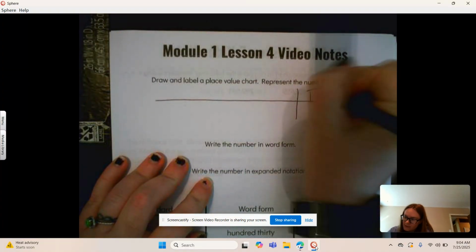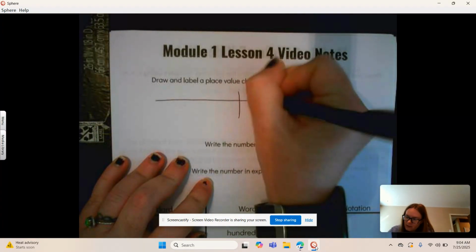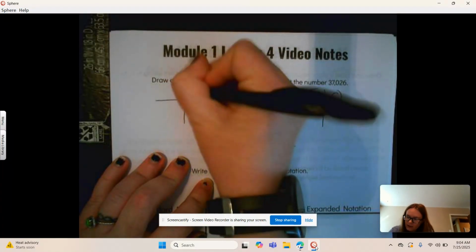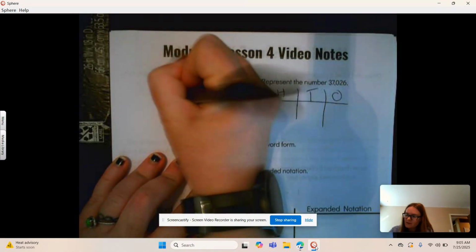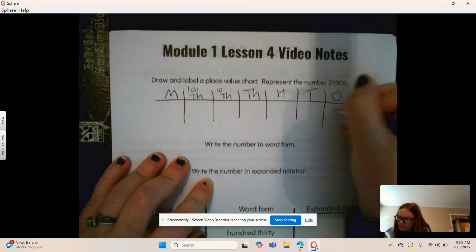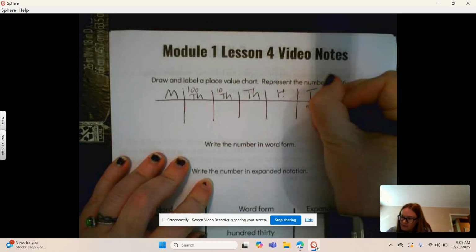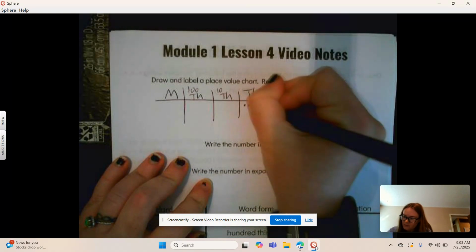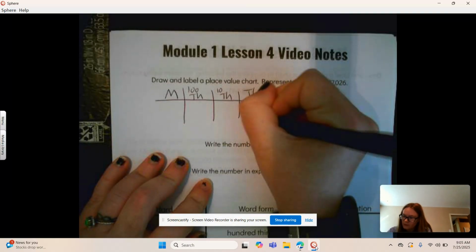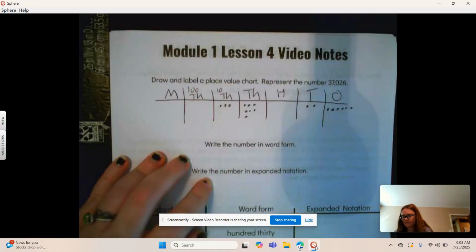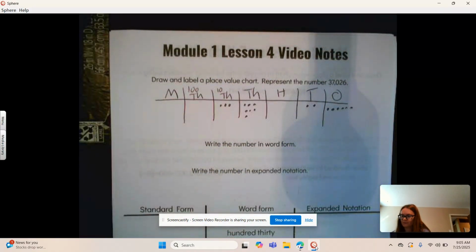Ones, tens, hundreds, thousands, 10,000s, hundred thousands, and millions. And our number is 37,026. Okay, so we have 6 ones, 2 tens, 0 hundreds, 7 thousands, and 3 10,000s.